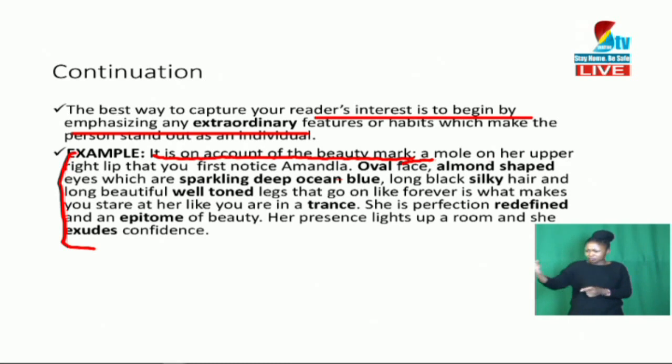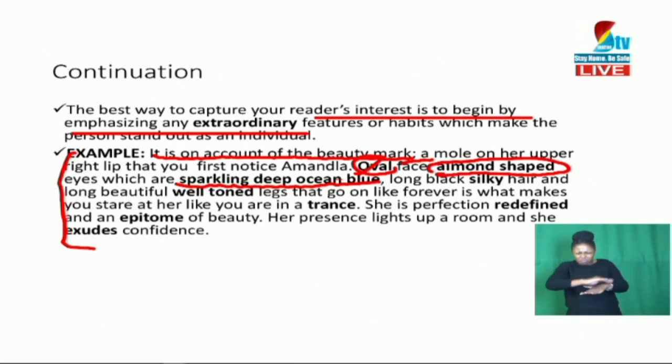Then there are these strong adjectives that I have used here, dear learner. Let me just highlight them. The face is not just any face, but it is oval. The eyes are not just any other eyes, but I have specified that they are almond shaped. I did not say that she has blue eyes, but I said what? Sparkling, deep ocean blue. It gives you a mental picture. You can just picture the ocean here. You can just picture what kind of eyes Amandla has. And the hair, I said it is long, black, silky.